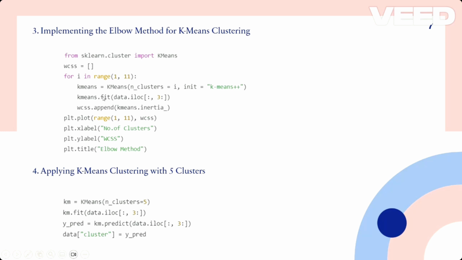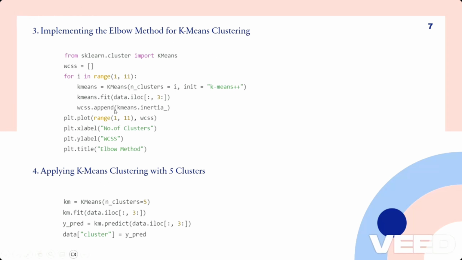And then kmeans.fit function fits the k-means algorithm on the data starting from the fourth column, for example, annual income and spending score. wcss.append(kmeans.inertia_) appends the inertia, the sum of squared distances to the nearest cluster center, for the current number of clusters to the WCSS list. WCSS means within cluster sum of squares.